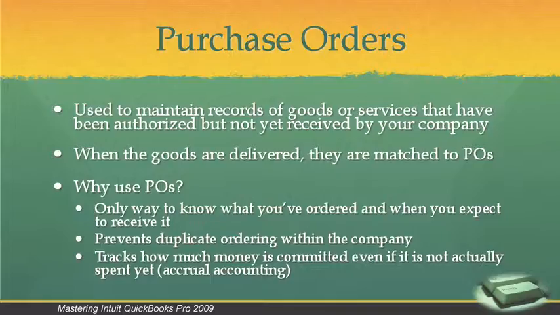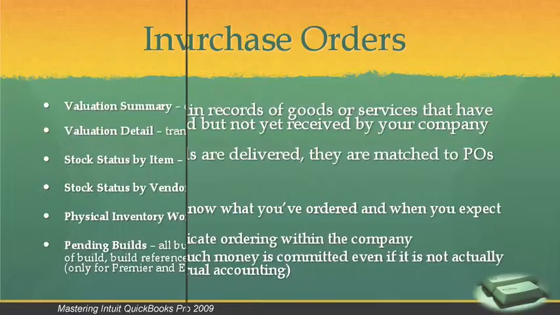Lastly, and sometimes more importantly, it tracks how much money is committed, even if it's not actually spent yet. If I've ordered 10 items from a vendor, I probably don't have a bill at the moment because I haven't received them, but the money is obligated. Usually vendors don't like to take returns. So this goes back to that cash versus accrual accounting, and this is more of an accrual method, where the PO lets me know that I have committed money to purchase something even though I may technically not have received it yet or have a bill for it.